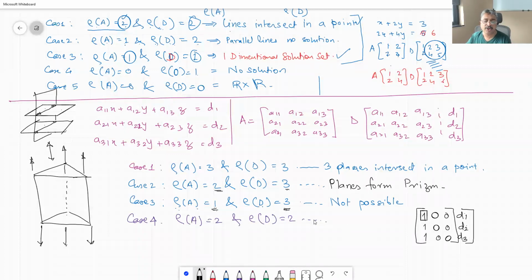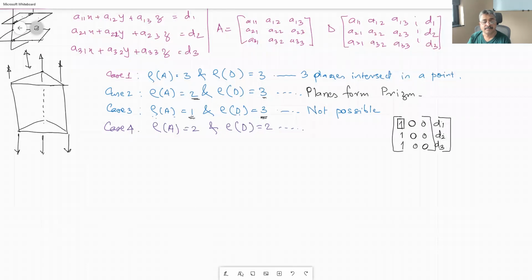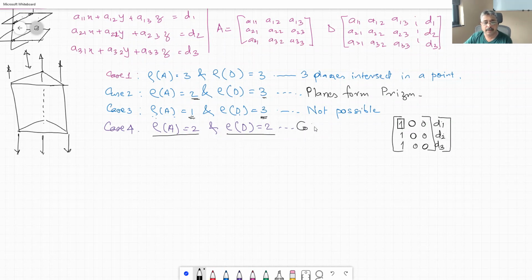Okay, so if rank A is 2 and rank D is 2, what do you think is going to be the solution set? And what is the geometry of that solution set? Is it easy? Rank A is equal to 2 and rank D is equal to 2. That means, bola. This is possible when the planes are coaxial. They have a line in common.